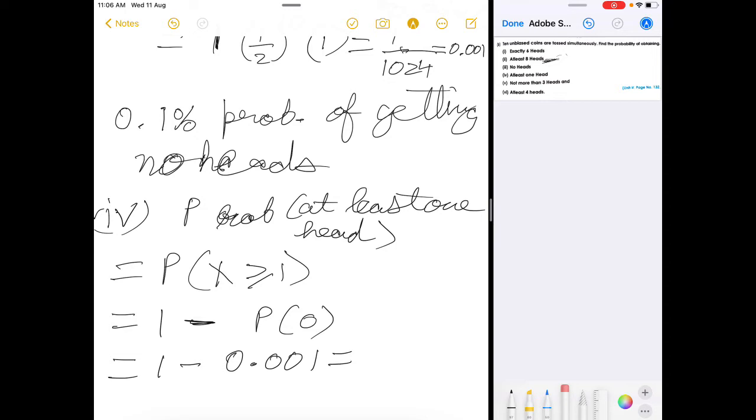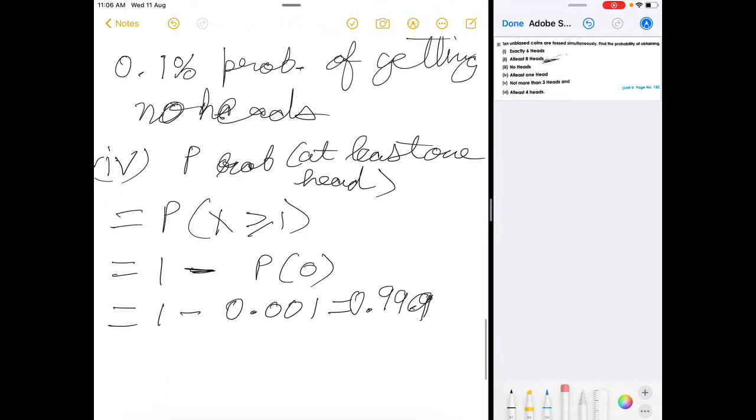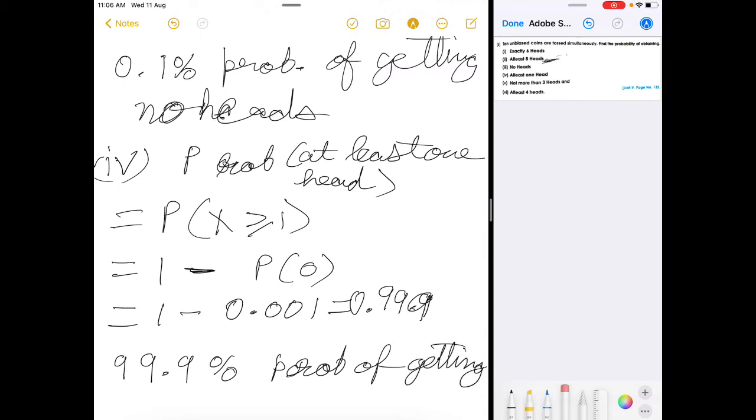0.001. So this is 99.9. Right? So, or sorry, in decimal terms this will be 0.999. Okay, so in percentage terms this is 99.9% probability of getting more than one heads or non-zero heads. So of getting at least one head.